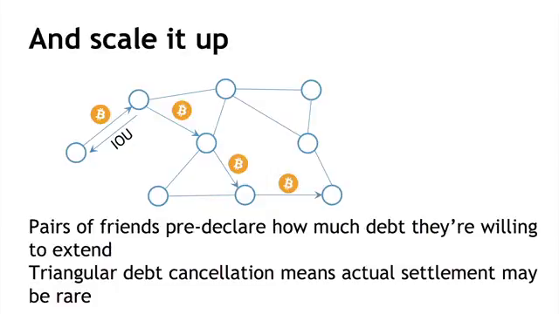And what would make all this work is that in the system, pairs of friends must pre-declare how much debt they're willing to extend to each friend they have. So Alice might be willing to trust Bob to owe her $100 and be confident that he will repay her that amount. She might have a different relationship with Dave and other users and so on.